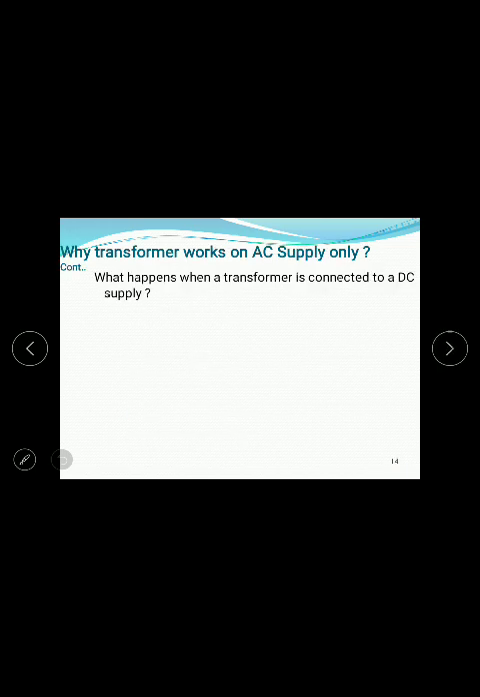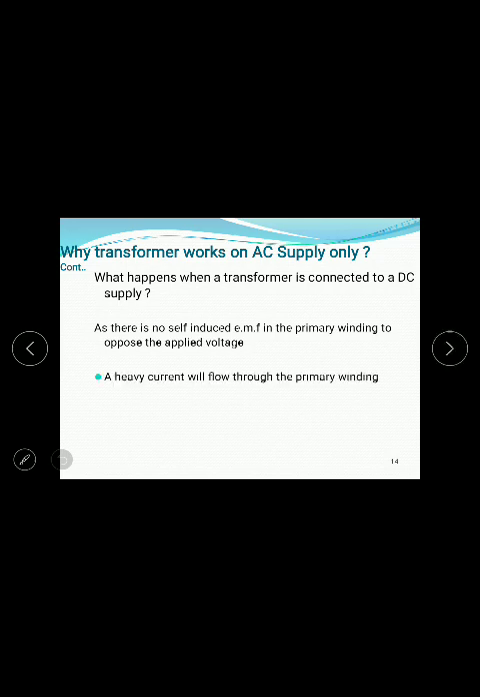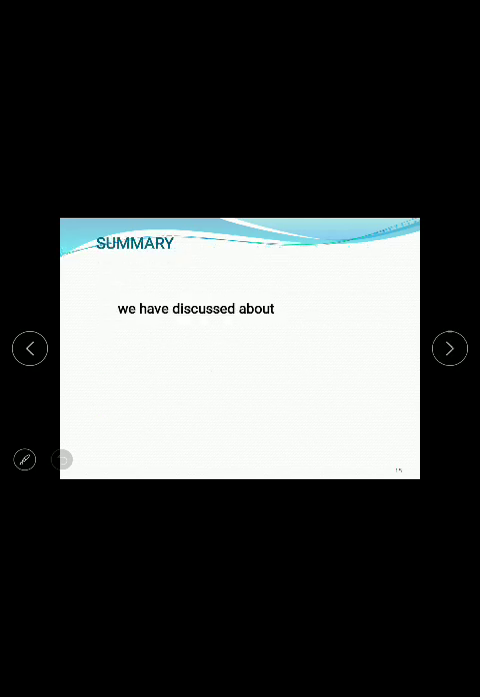There is no self-induced EMF in the primary winding to oppose the applied voltage. So heavy current will flow through the primary winding, and this large current will result in damage of the winding.